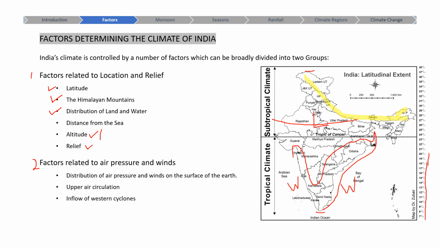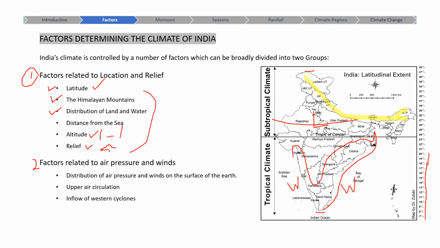The second is relief features. Altitude is only the height, while the relief is height in terms of the area or the distance. How the altitude is increasing from point A to point B, like this here. This is the relief features here. So all these are factors related to location and relief. Here, this is location, and all these are related to the relief.